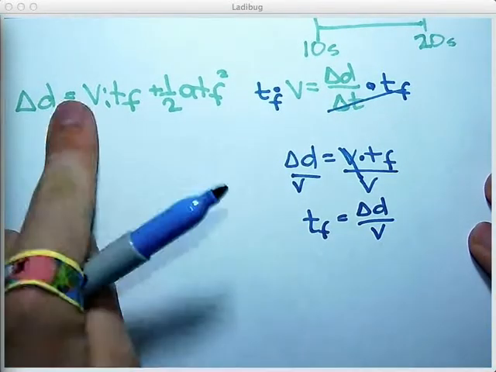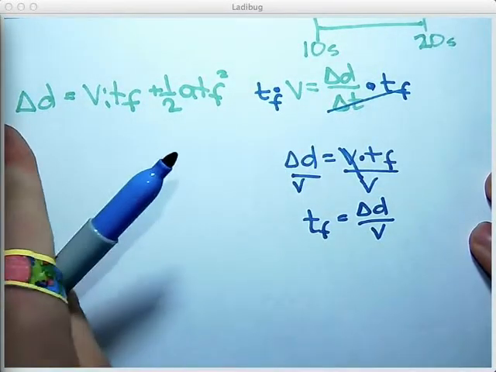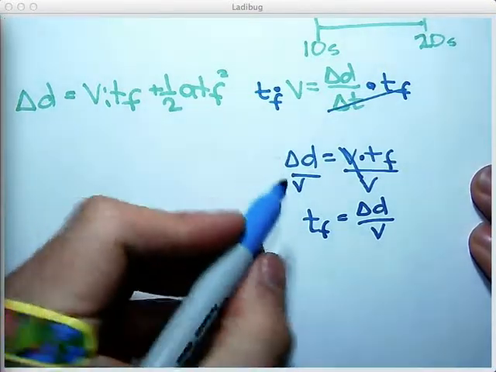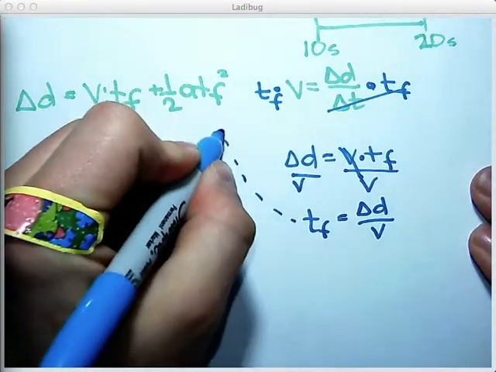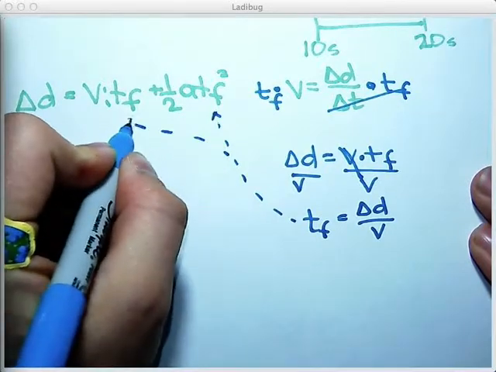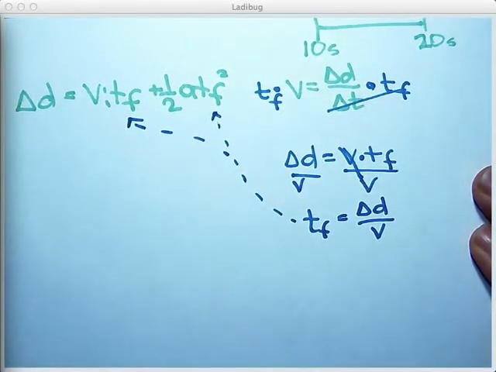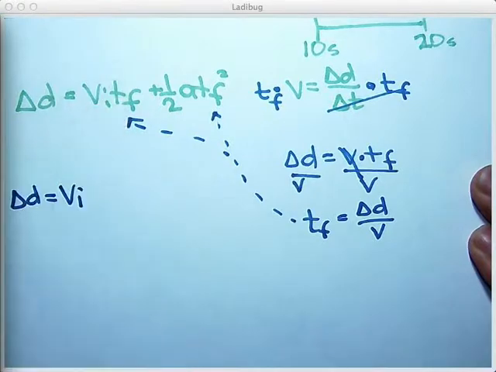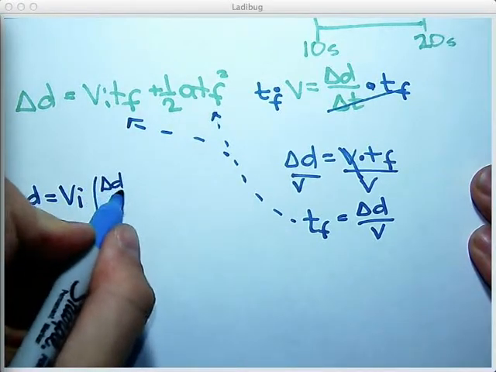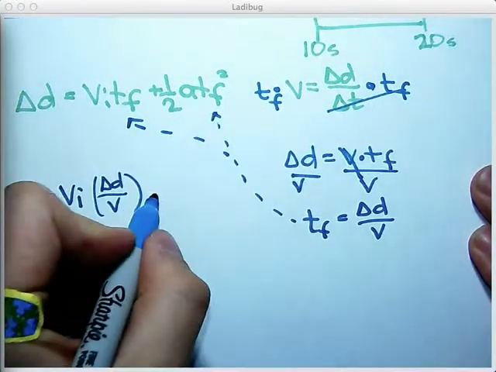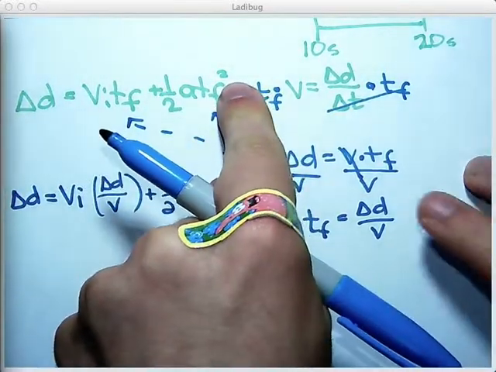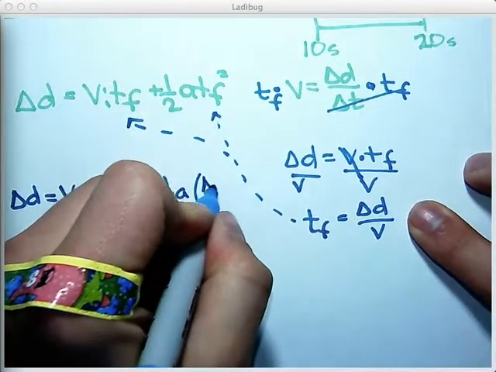Okay, this equation has everything I need in it, but the only issue is that it has tf. I don't want tf. So if I take this expression for tf and plug it in everywhere I see a tf, then tf is gone. Okay, so let's do that. I get delta d is equal to vi tf. Okay, so tf is delta d over v, plus 1/2 a tf squared. All right, tf squared means this whole expression has to be squared.